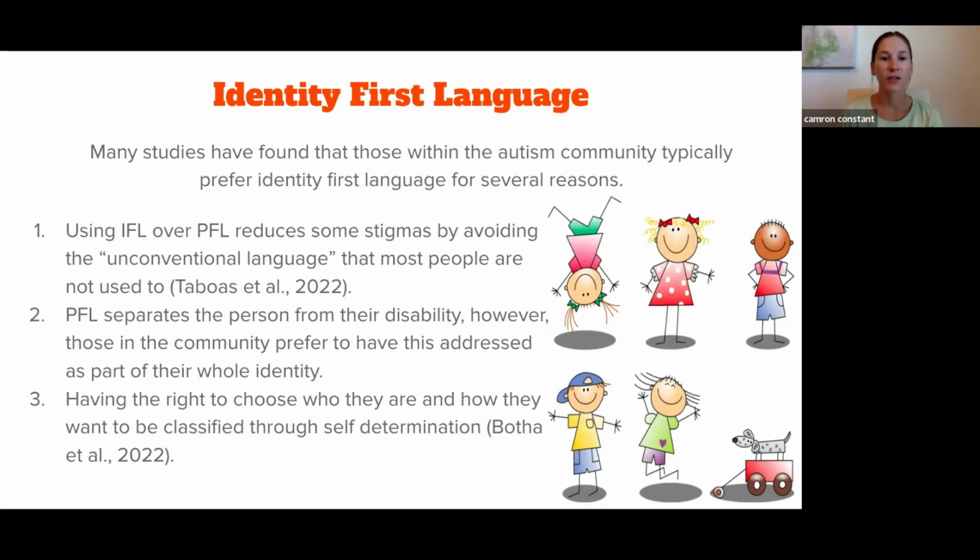So in this section, we found many studies that those within the autism community typically prefer identity first language for several reasons. The first of these reasons being that using identity first language over person first reduces some stigmas and stereotypes by avoiding the unconventional language that most people are not familiar with. Using this type of language tends to draw more attention to the disability. An example of this would be if one were to say person with autism versus an autistic person.